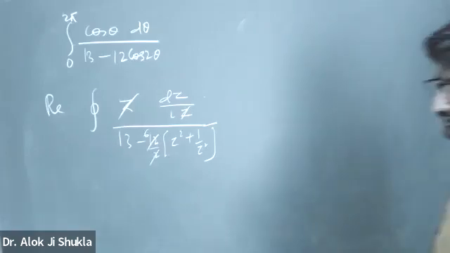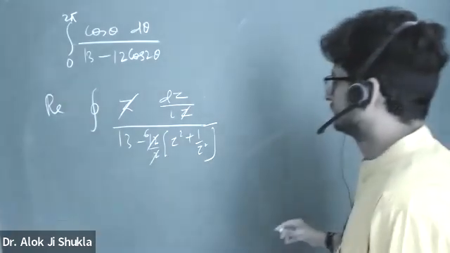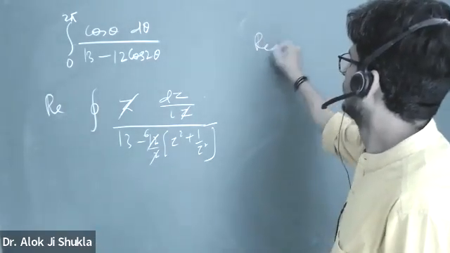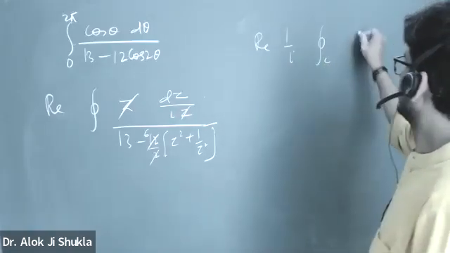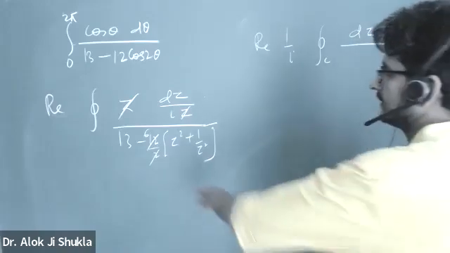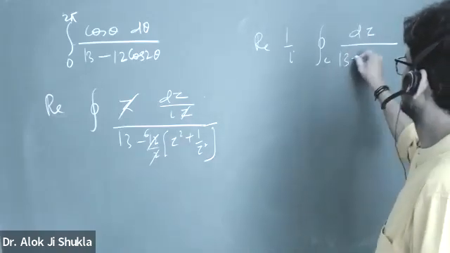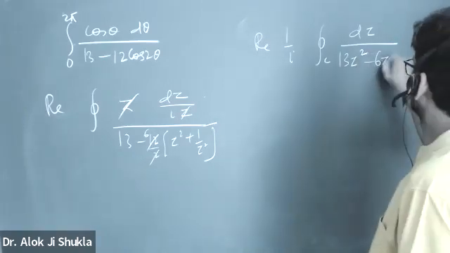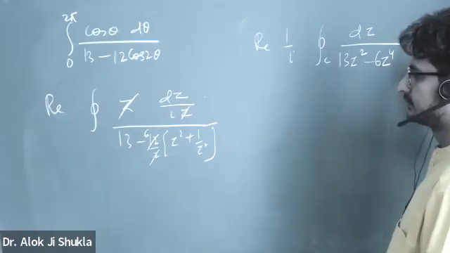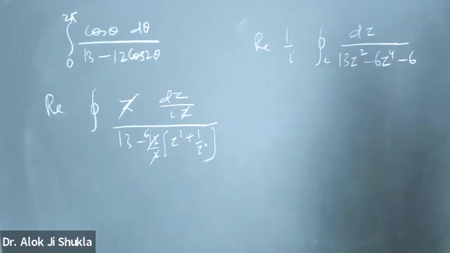And finally, this will become how much? Real of 1 by iota contour integration C dz by — write this carefully here — 13 z square minus 6 z to the power 4 minus 6. Is this correct? By z square. So it will become z square.